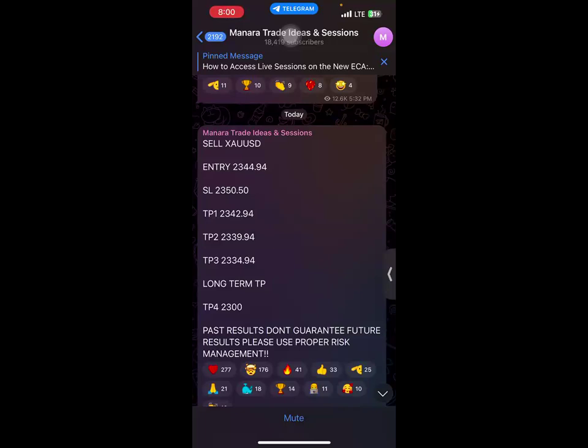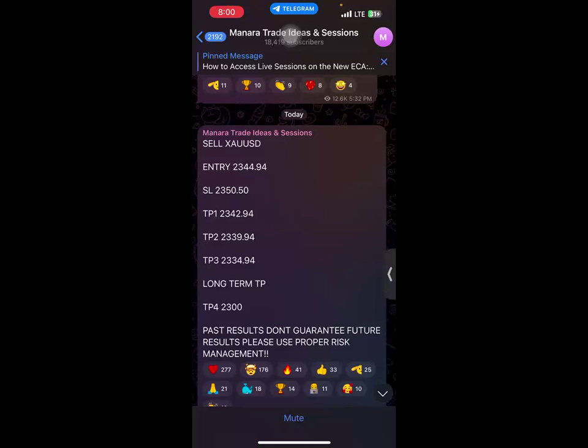Can anybody tell me, is there any problem with our SL? But before you answer that question, let me tell you about SL. Your SL has to be higher than the current place that you're entering for a sell, and lower than the current place you're entering for a buy. Now, can you guys see, is there anything wrong with the SL?